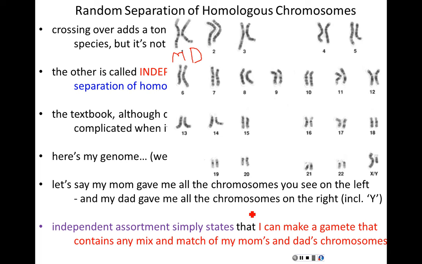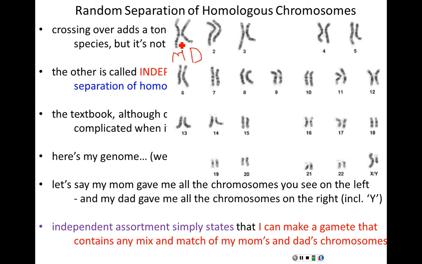Independent assortment, this idea of independent assortment is quite simple. It states that there are no rules as to which of these chromosomes a given gamete gets. In other words, it's a mix and match on what gamete is going to get which chromosome. It's important that every gamete get one and only one chromosome number 1, one and only one chromosome number 2, one and only one chromosome number 3, but that's the only rule.